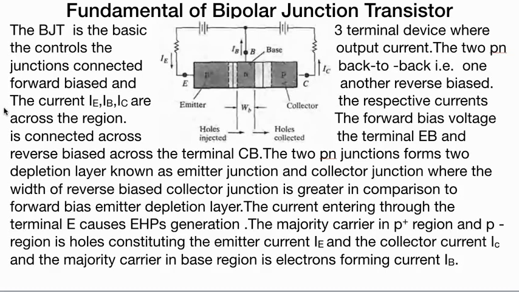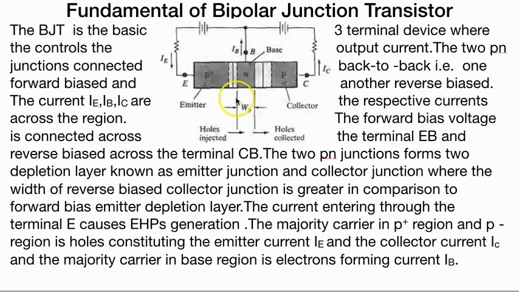The current entering through the terminal E causes electron-hole pair generation. The majority carriers in the P region are holes, constituting the emitter current IE, and the collector current IC in the collector region. The majority carriers in the base region are electrons, forming the base current. Now this was the basic about the PN junction.